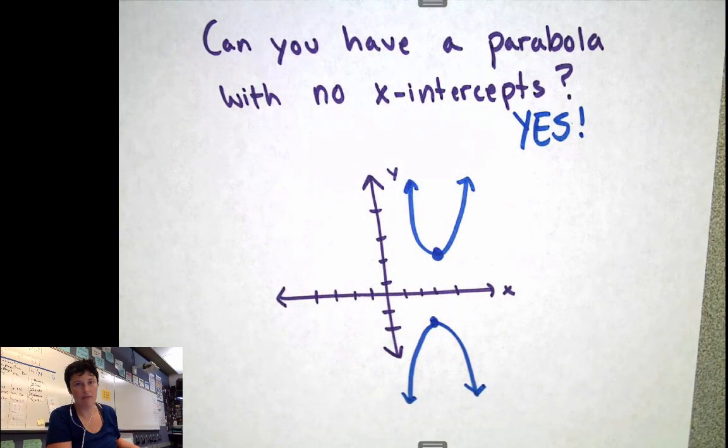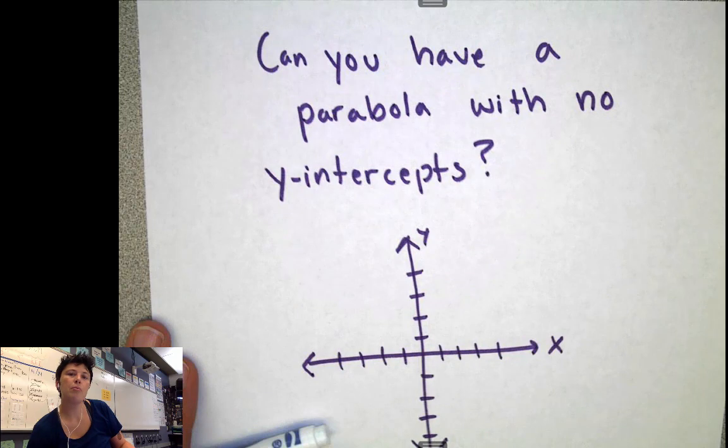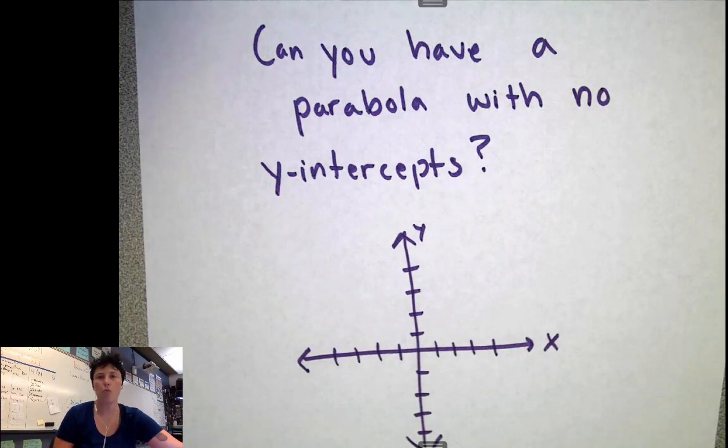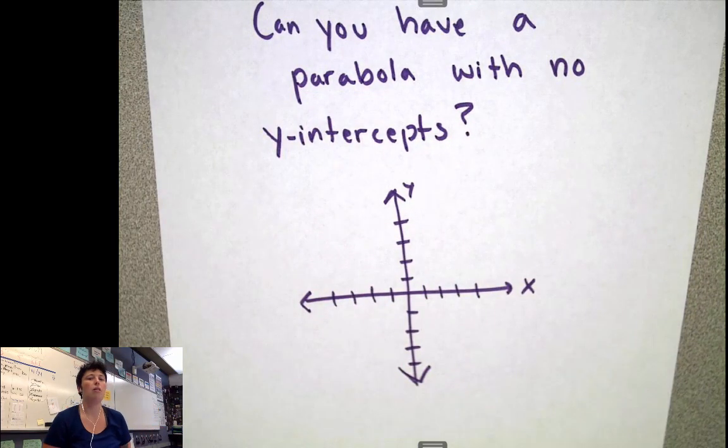So how about this? If we know it's possible not to have any x-intercepts, my next question to you is, can you have a parabola with no y-intercepts? Think about it. Can you have no y-intercepts? Draw an example of a picture with no y-intercepts. This one's trickier. Think about it.